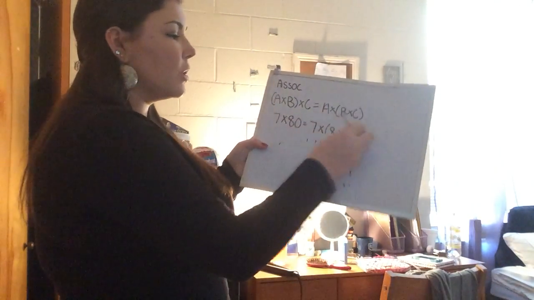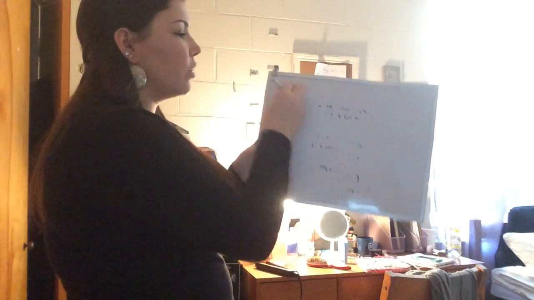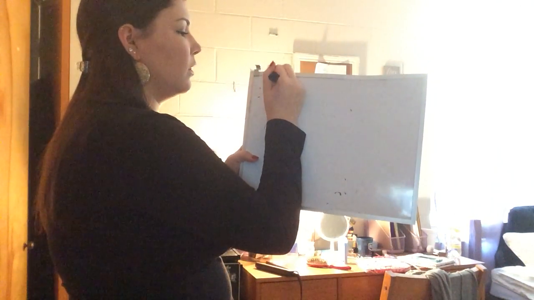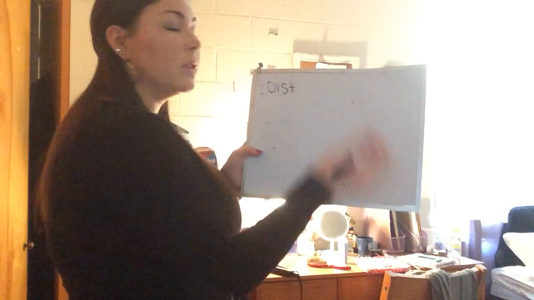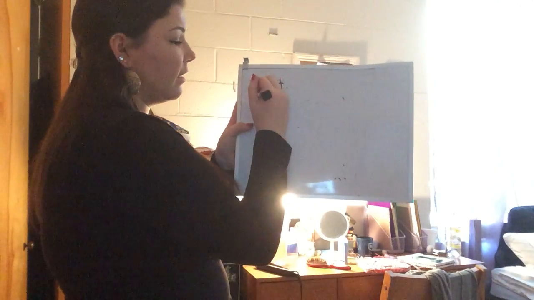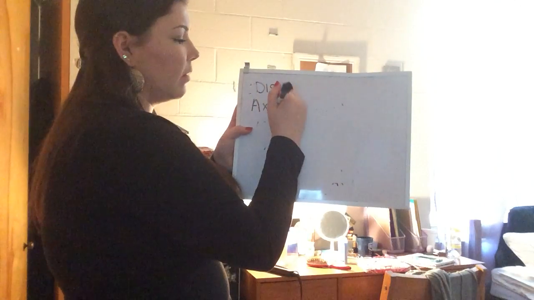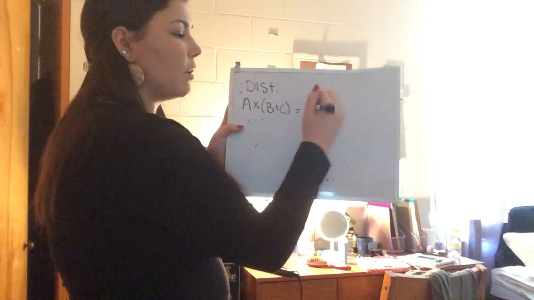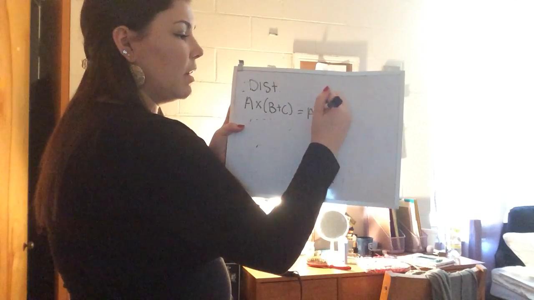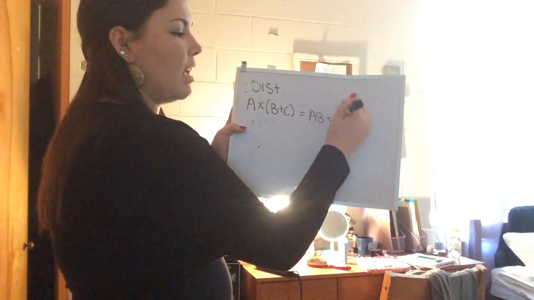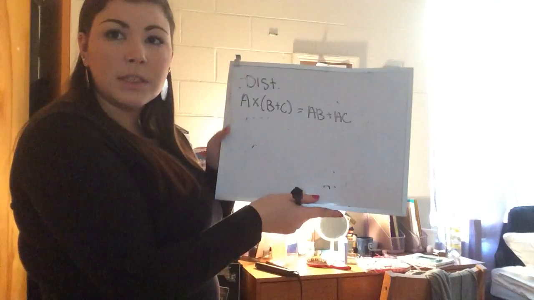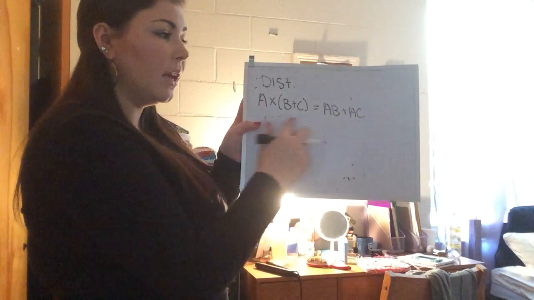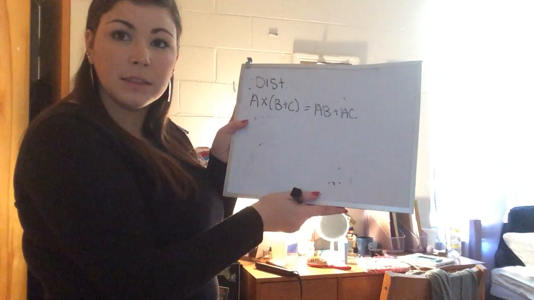So the next strategy we're going to use is the distributive property. So the distributive property is defined as A times (B plus C) is equal to AB plus AC. So as you can see with the distributive property, we distribute the A to the B and then to the C, which gives us this.